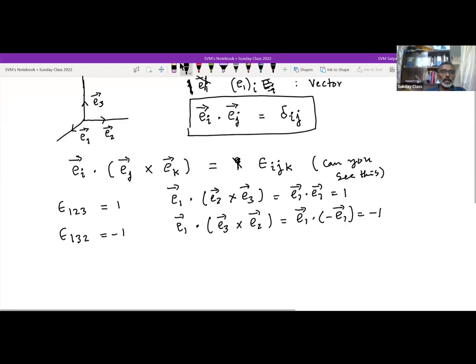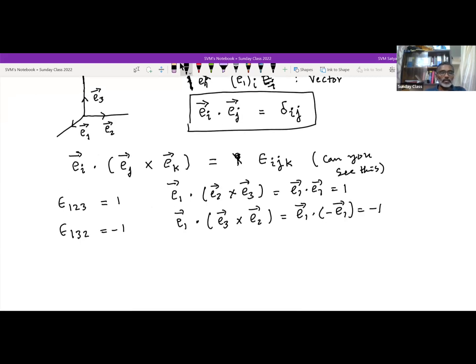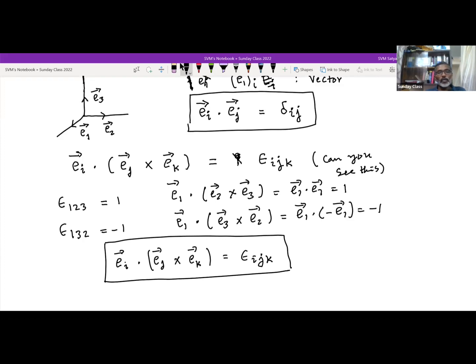So by definition, if you have orthogonal vectors, Ei dot Ej cross Ek is by definition equal to epsilon ijk. So the second rank tensor delta ij and the third rank tensor epsilon ijk, we can obtain from the orthogonal unit vectors of any coordinate system that you choose. They should be orthogonal, that's all.